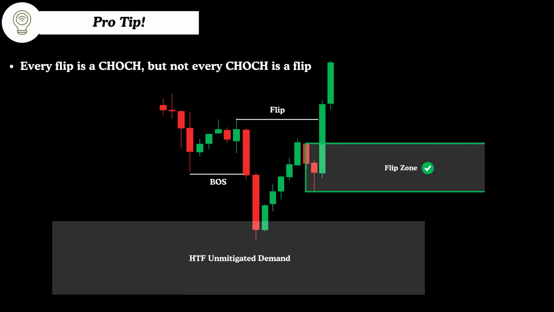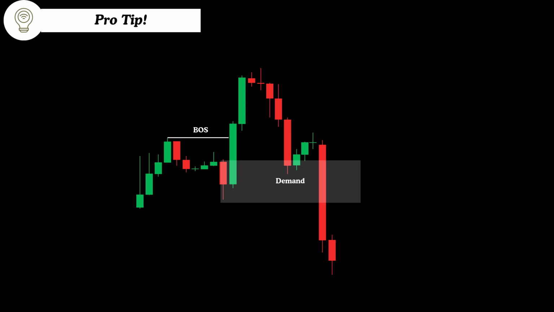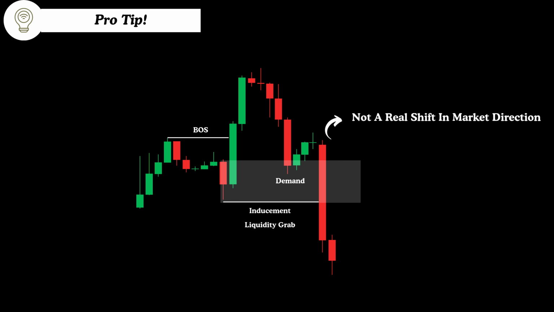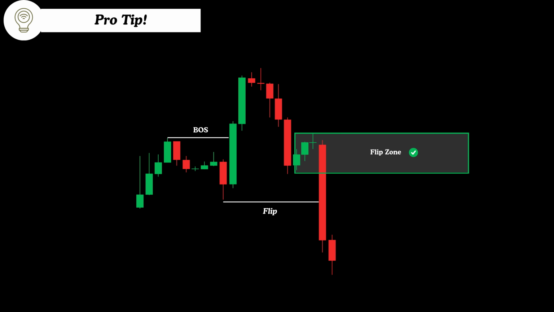But remember, not every flip is valid or tradable. For a flip to be considered valid, price must first mitigate and reject a higher time frame key zone. This rejection shifts market sentiment and sets the stage for a true directional flip. If price does not mitigate a supply or demand zone and instead forms a flip pattern in the middle of nowhere, it's most likely just an inducement, a liquidity grab, or a routine retracement, not a genuine shift in market direction. And patterns like that must not be treated as valid flips.